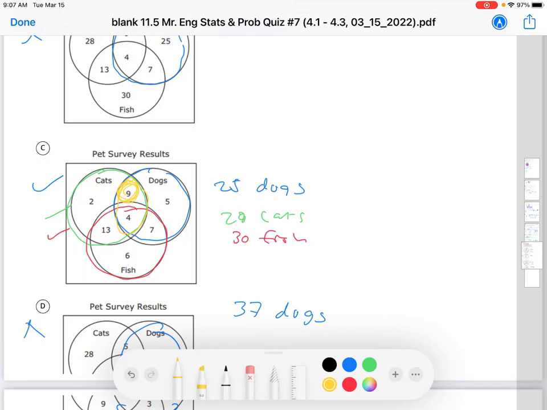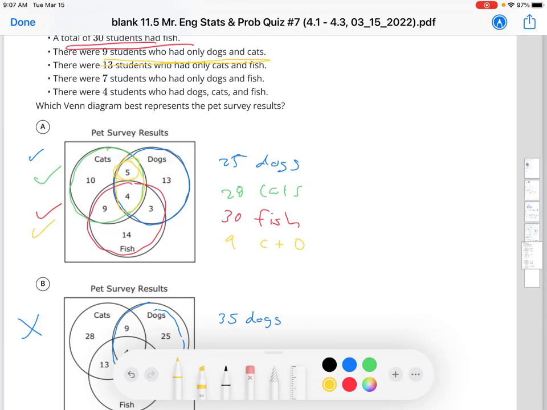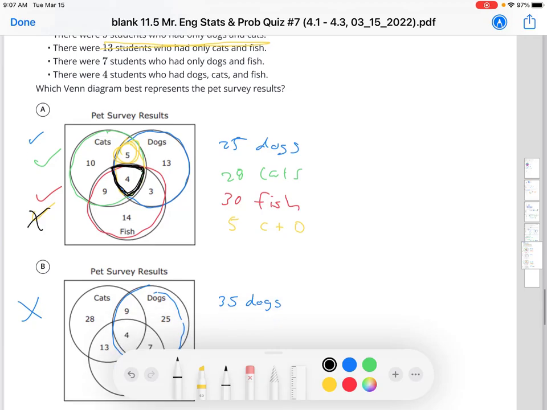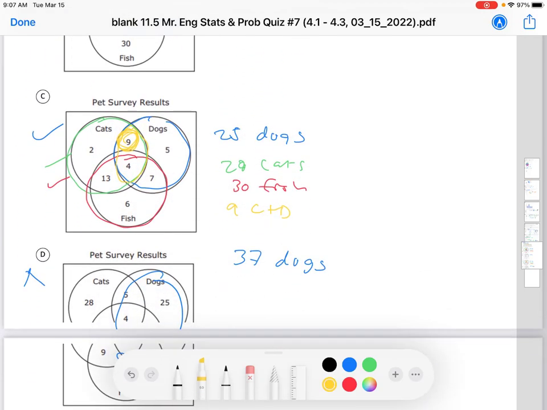So this would be 9. 9 cats plus dogs. So let's go back up here. This one has 5. Let me explain that one again. So this one has this particular area in black that I'm putting in. This one is 4 that are, notice the overlap is in all 3 circles. So that's cats, dogs, and fish. So not this one. So it would be choice C is our answer.